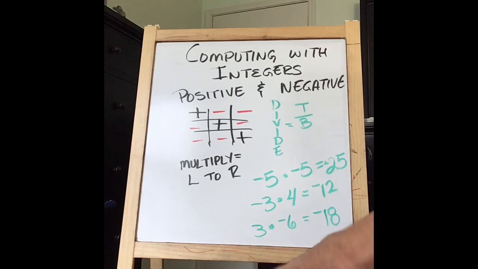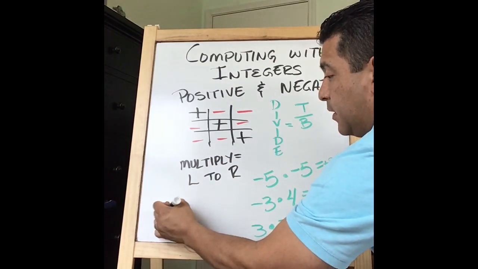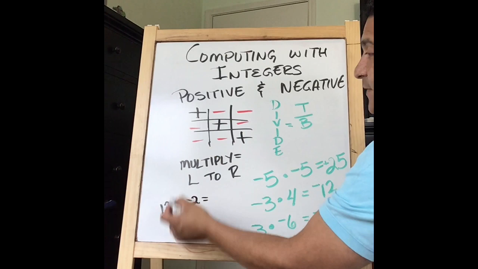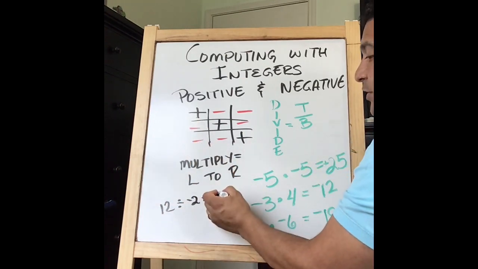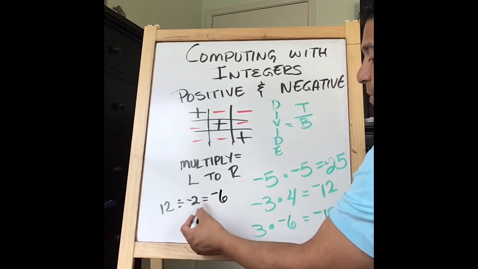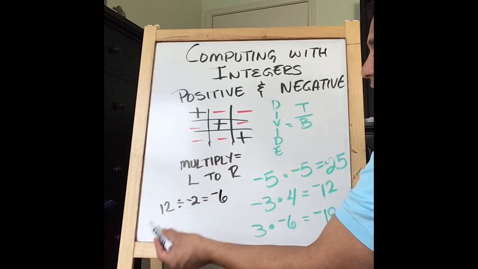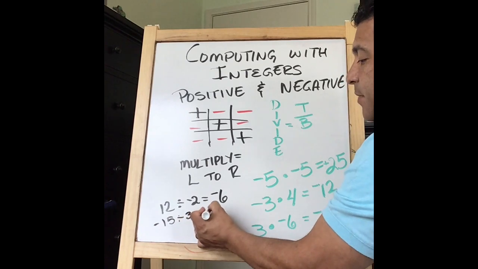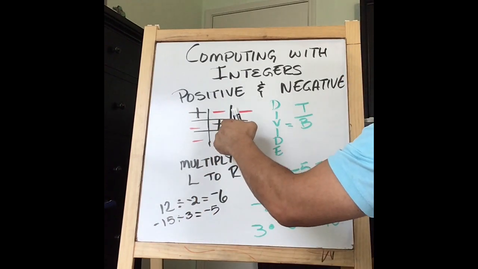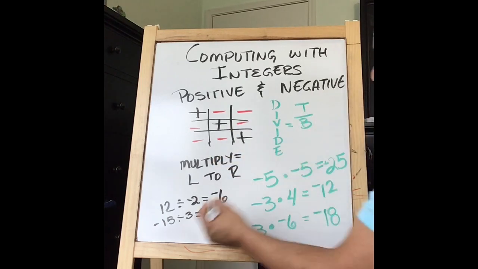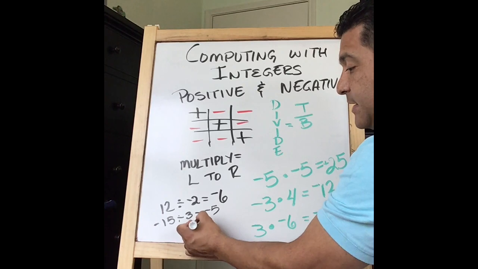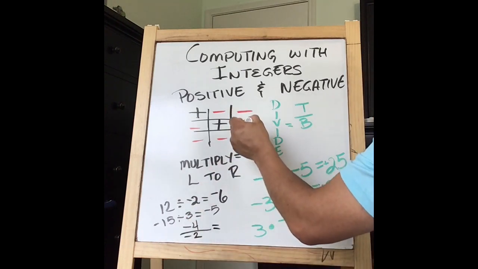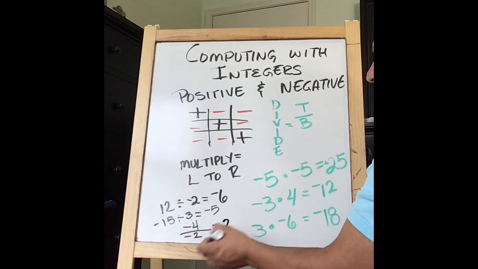Dividing works the same way. If I had 12 divided by negative 2, so it's positive 12 divided by negative 2, my answer should be negative 6. 12 divided by 2 is 6. Because there's a negative, my answer becomes a negative. Let's see, negative 15 divided by 3, my answer would be negative 5. Negative divided by a positive, my answer is negative. And again, if I had, let's do this as a fraction, negative 4 divided by negative 2, negative divided by a negative is a positive, so 4 divided by 2, my answer is positive 2.